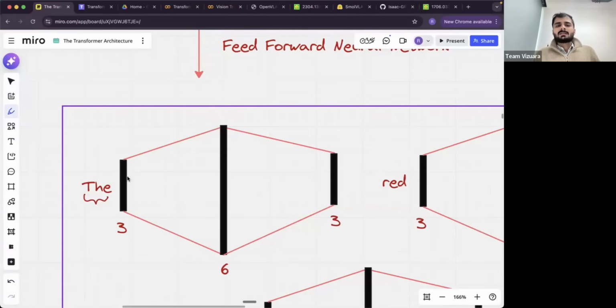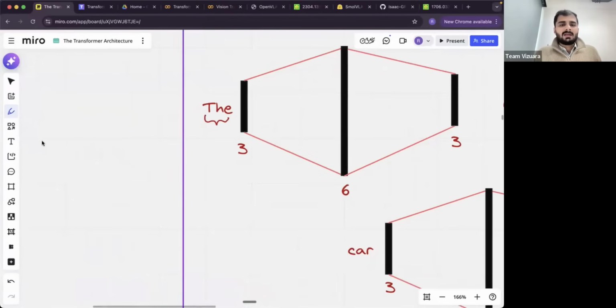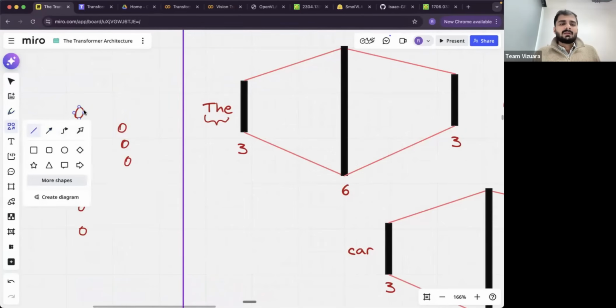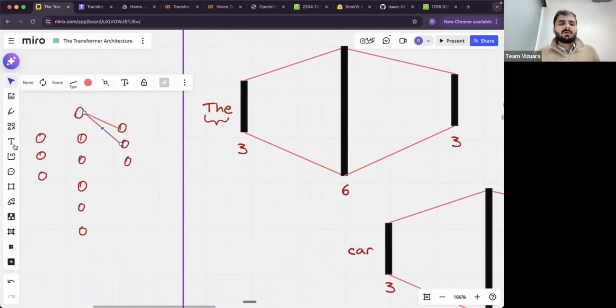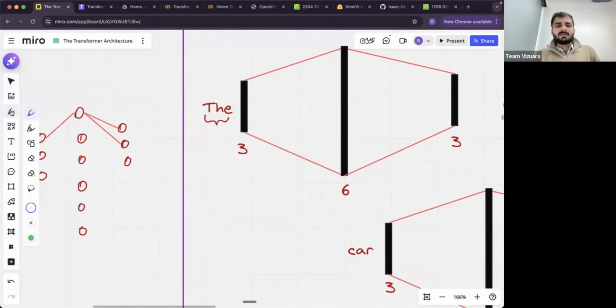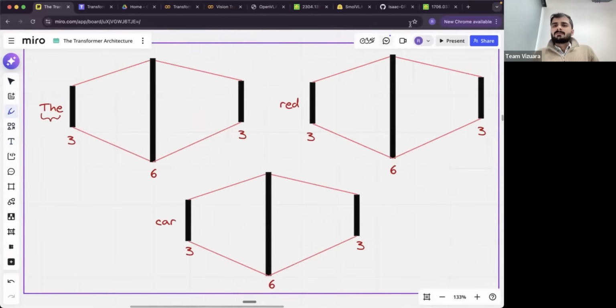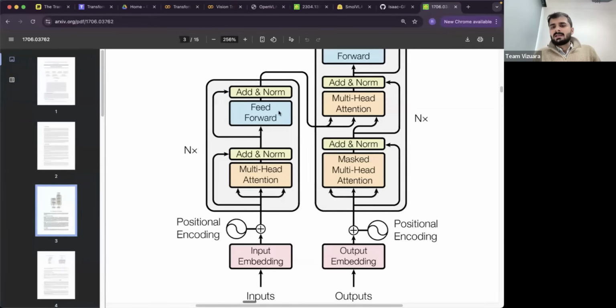The input layer has, in this case, let's say 3 neurons, and then there are 6 neurons, and then again you bring it back to 3, and you connect all of these with lines. Every single neuron will be connected to every other neuron with lines. This is a multi-layer perceptron with one hidden layer of dimension 6. This is standard practice, implemented in this layer, which is called the feed-forward layer.